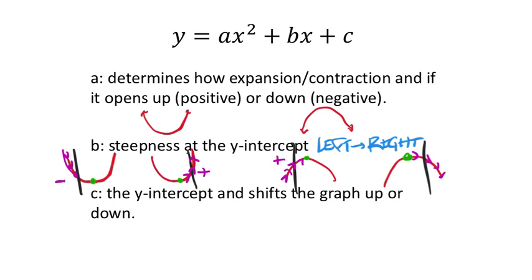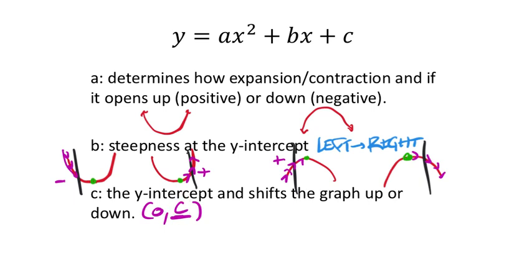Now the last part here, the y-intercept and shifts the graph up or down. Really, you're just looking at the c value because at your y-intercept, your x is always going to be 0, and you just find your corresponding y-intercept. For these particular problems, it is the c value.